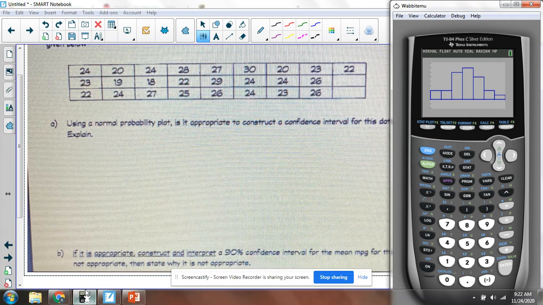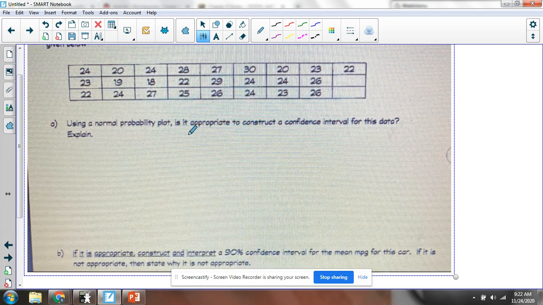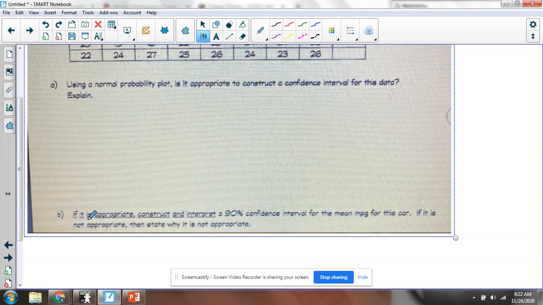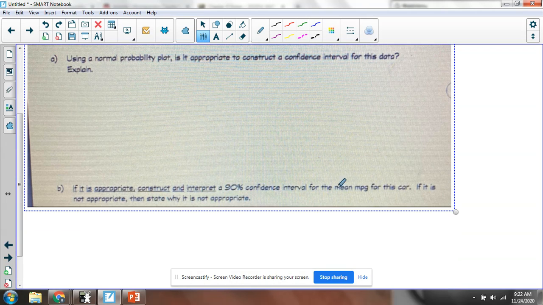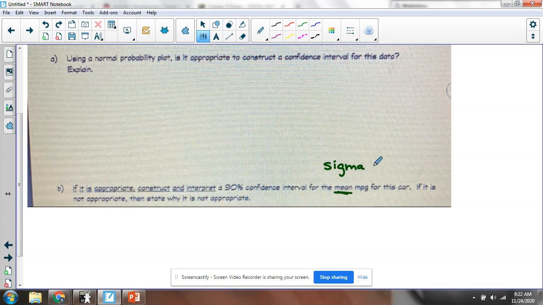Okay, so that should be good enough. I would just say something about how I graphed it, plotted it in the calculator. You could draw a rough picture, but just say that the graph is roughly bell-shaped. So that says if it is appropriate, which it obviously is, construct and interpret a 90% confidence interval for the mean MPG for this car. So the thing to remember is we don't know sigma. We're finding an interval for the mean, and sigma is unknown. The population standard deviation. When we don't have sigma, that implies we're going to use a t-test.